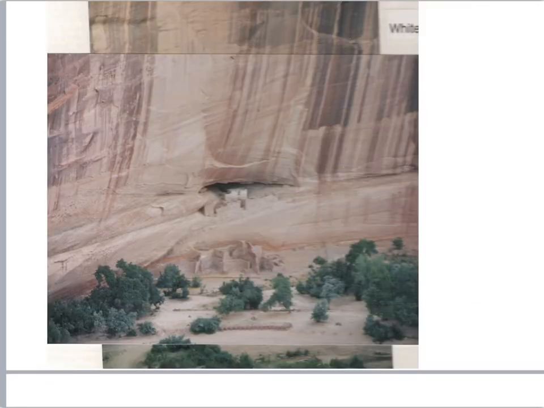Mesa Verde is a Native American tribe that would make their houses and their buildings on the side of these cliffs.